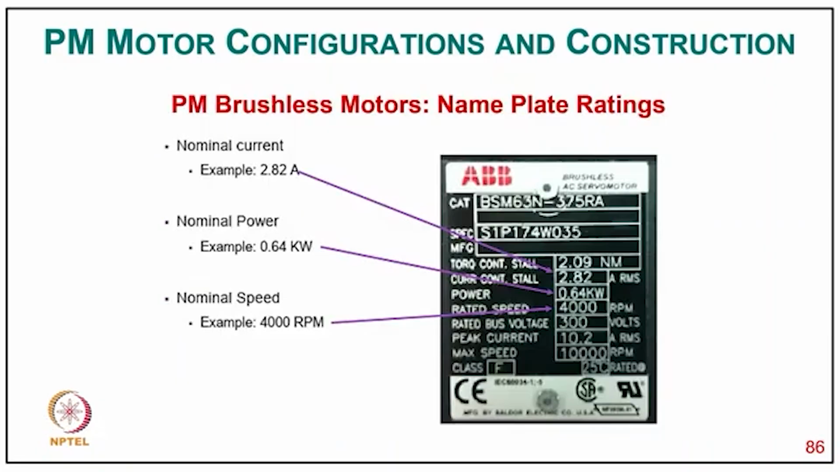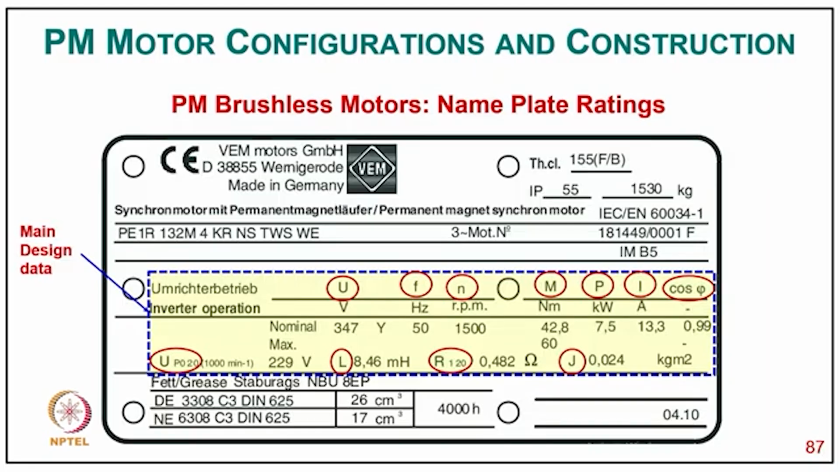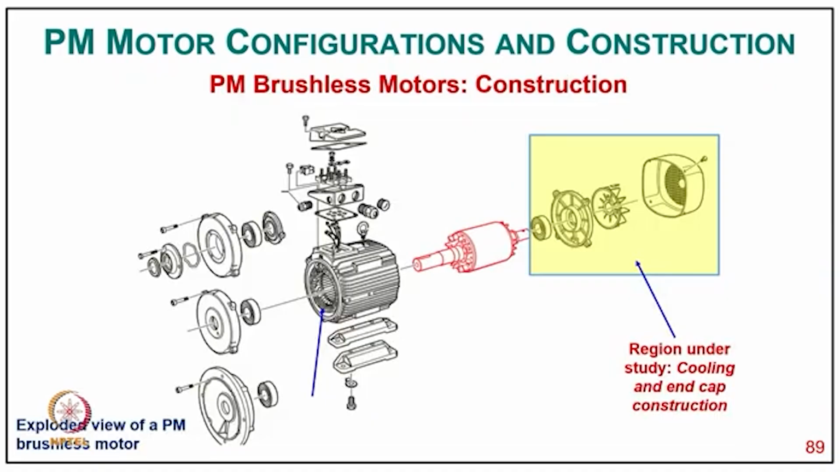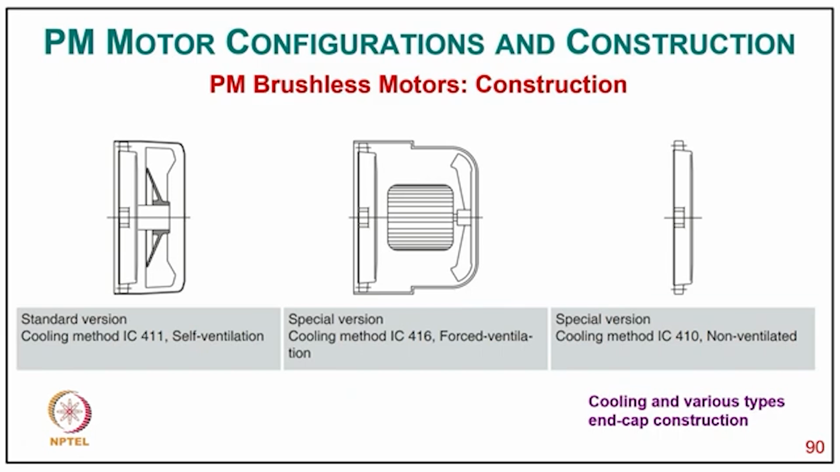These are nameplates of a permanent magnet brushless DC motor, with example current, power and speed. Then another nameplate of a permanent magnet brushless DC motor. Then these are the standards of permanent magnet brushless DC motors, IEC standard as well as European standard. Then these are the typical construction parts of this permanent magnet brushless DC motor. And the PM brushless motor construction, the standard one, and then the special cooling, the forced cooling, and the cooling standard.